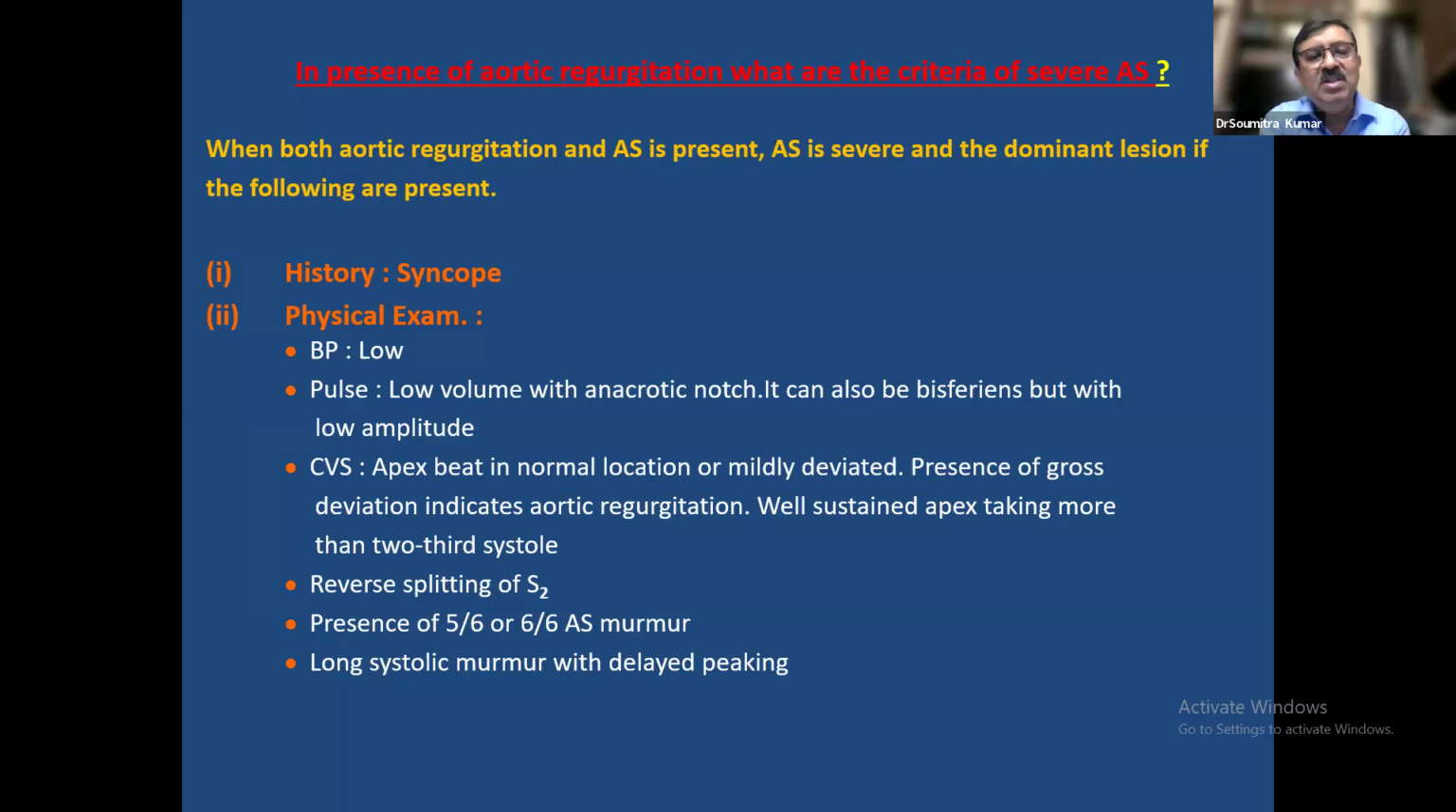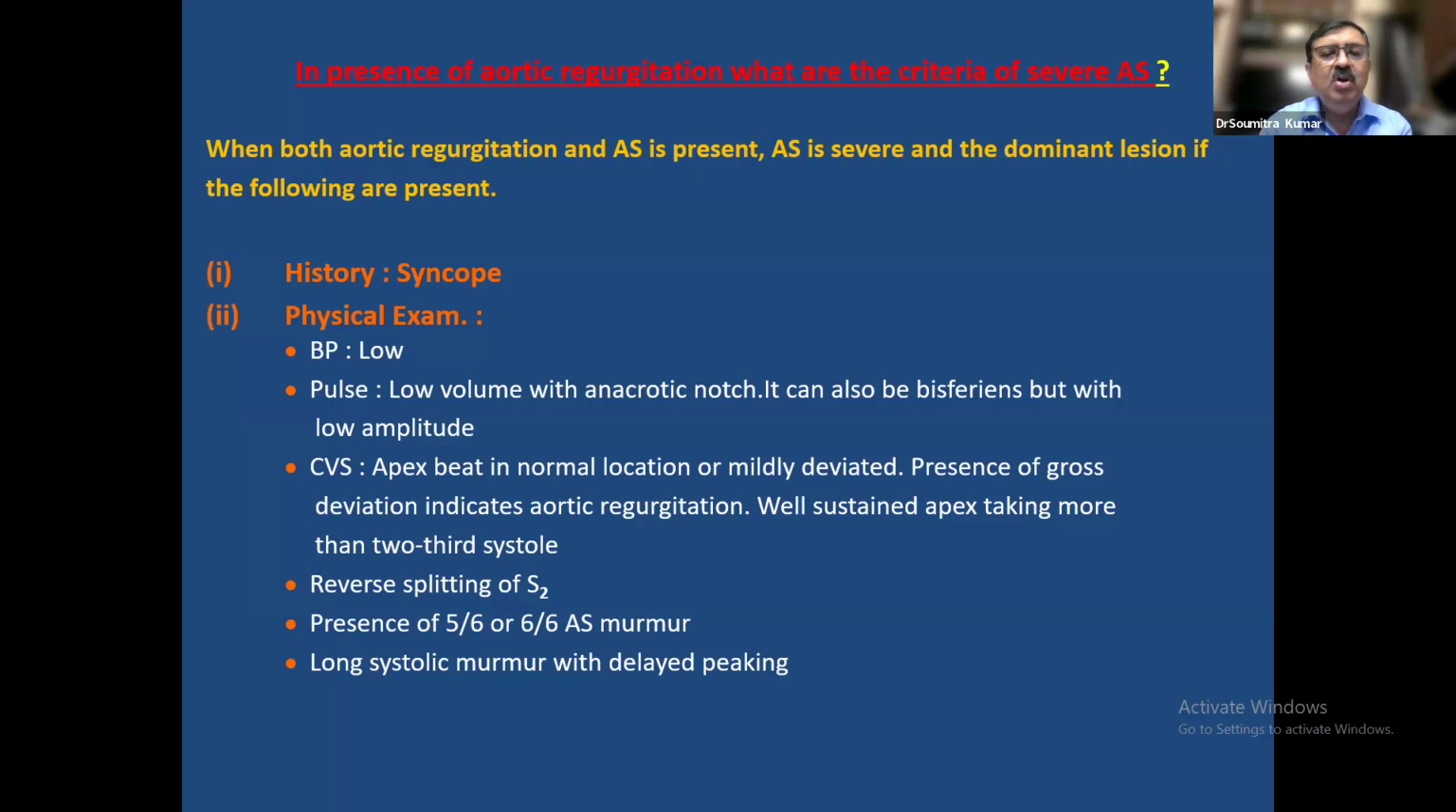If there is history of syncope, we know that AS is a high possibility. If blood pressure is truncated low, pulse volume low with anacrotic notch, or if bisferiens with low amplitude, we know AS is often associated with AR. Apex: generally with AR, we have a grossly deviated apex, which is ill-sustained. But if we have a well-sustained apex, we can suspect a concomitant AS.